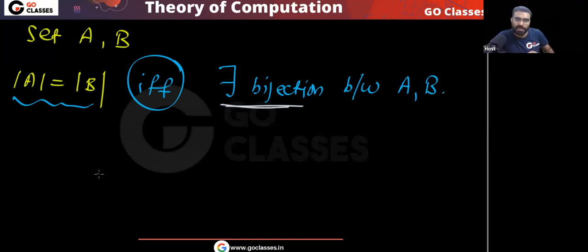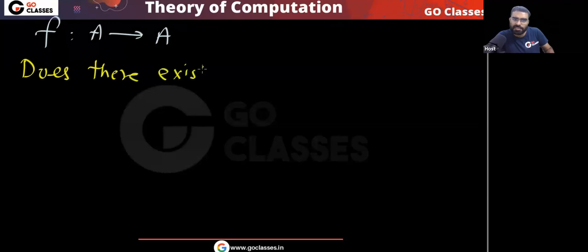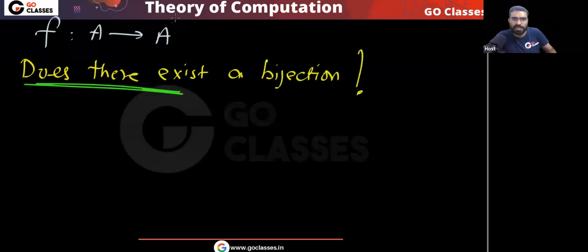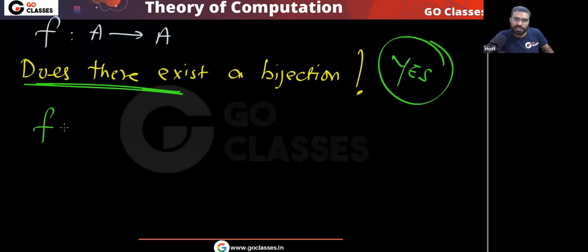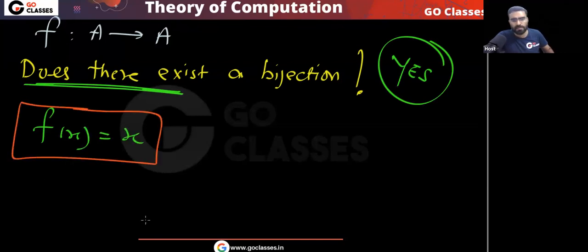Very simple. Agree? Now tell me, if you have set A, from set A to set A, does there exist a bijection? The answer is yes. This bijection exists: f(x) equals x. You can notice this is a bijection.